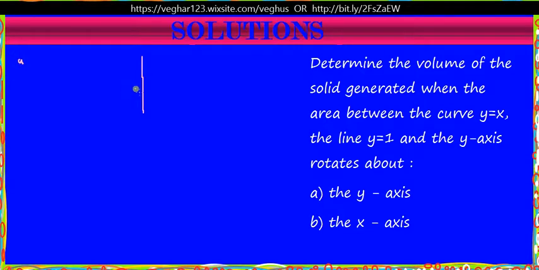Okay, just draw the graph. The graph is this one. It's y equals 2x, so it passes through the origin. This is the y-axis. This is the x-axis.